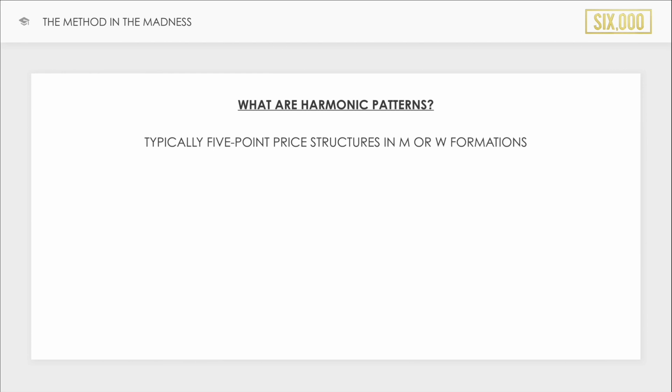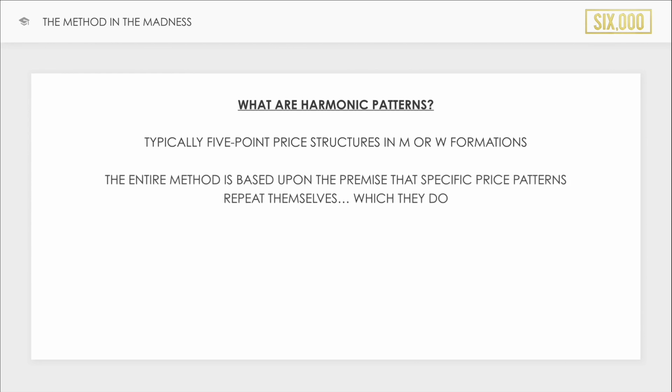So harmonic patterns, these are typically 5-point price structures in M or W formations. So they literally look like an M or a W on the charts. And the entire method is based upon the premise that specific price patterns repeat themselves, which they do. Of course they do, otherwise I wouldn't be teaching this module. So like we went over in day 8, we went over the examples of pennants, we went over channels, trend lines. Of course, these specific chart patterns, the way that you can analyze price, they repeat themselves, and so do harmonic patterns. It is a measurement based approach. It's very, very specific, and I'll get onto that later in today's module.